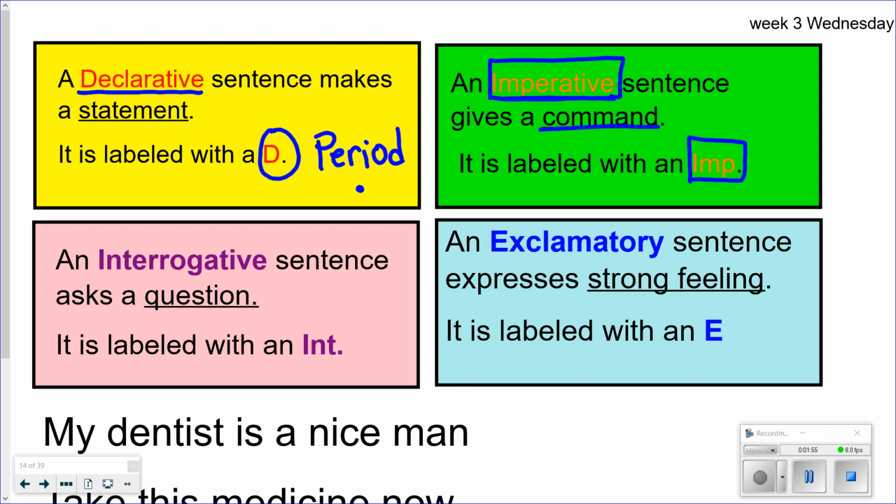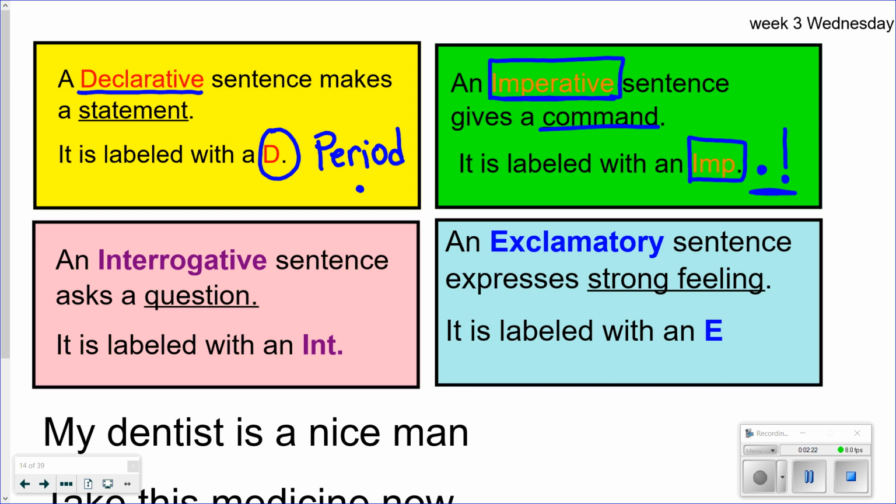It's different than a declarative sentence because a declarative sentence tells you just a fact. The door needs to be closed. But a command is telling you to do something. Close the door. Now, an imperative sentence sometimes ends in a period and sometimes ends in an exclamation point because you might be being told to do it in a very strong way. So sometimes a period and sometimes an exclamation point.